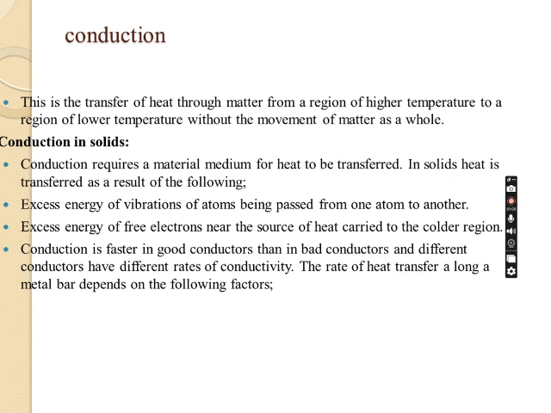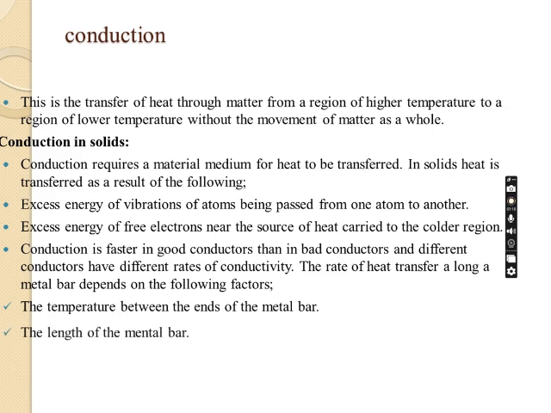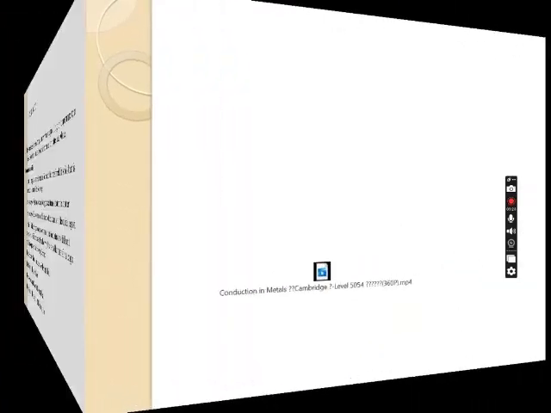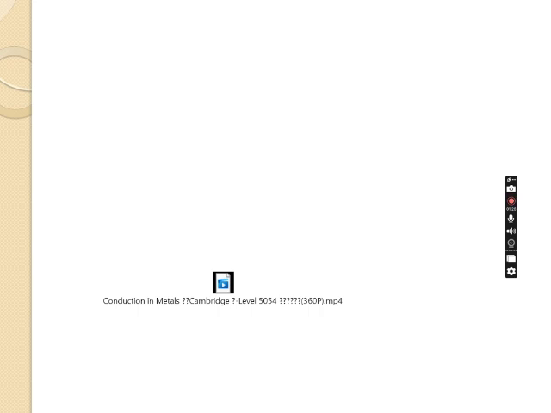Conduction is faster in good conductors than in bad conductors. Why? The rate of heat transfer depends on different factors. That is the temperature difference between the ends of the metal bar, the length of the metal bar, cross-sectional area, and then the nature of the material.